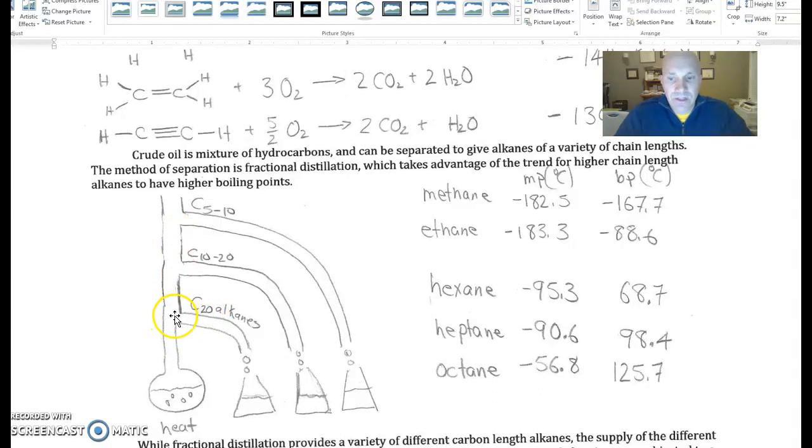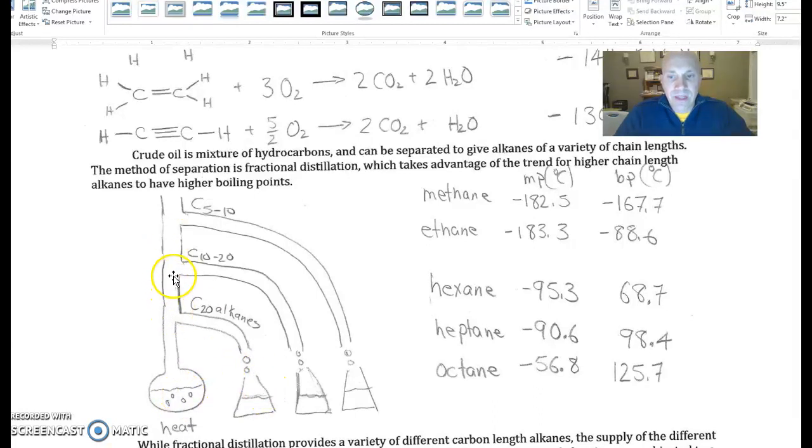And when things turn into a liquid, the drops of the liquid can collect here, and they're eventually going to drain down into a tube, and they can be collected. So this would be a collection of a higher boiling fraction of your crude oil.